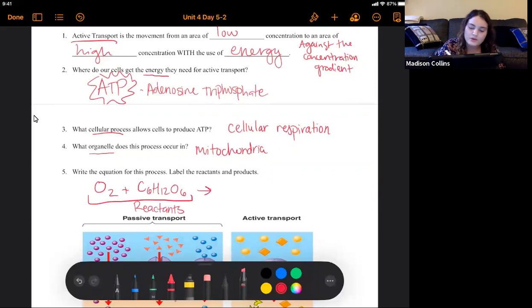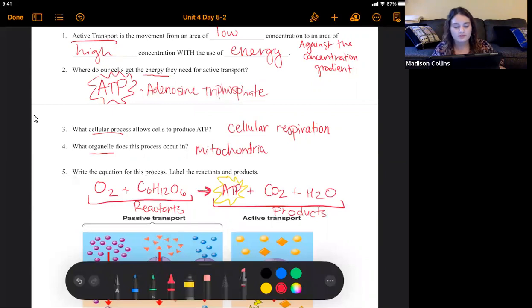Right? And then it's going to yield or produce ATP, CO2, and H2O. And of course, ATP is that cellular energy that we need. These are the products of that reaction. That is what's produced. Okay.